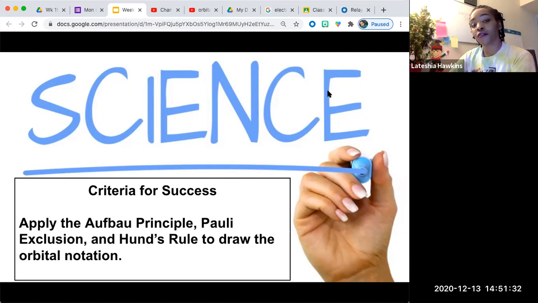Okay, so your criteria for success for today is to be able to apply the Aufbau principle, Pauli exclusion principle, and Hund's rule in order to draw orbital notations. You won't have to draw them today. You just have to be able to answer the 4-question exit ticket at the end.